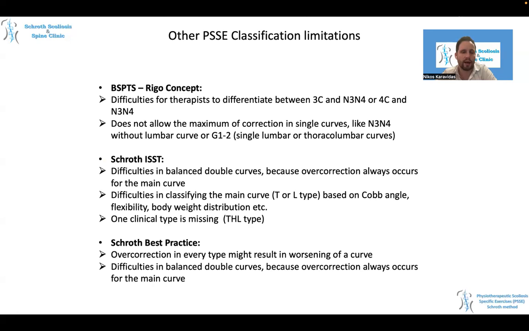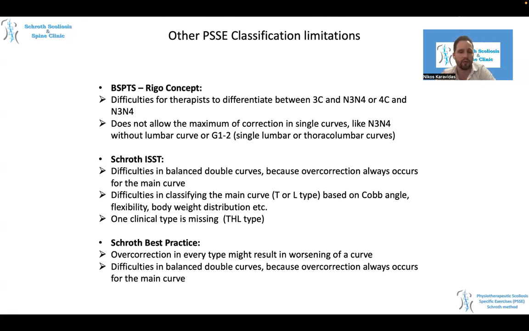International Schroth Scoliosis Treatment can have difficulties to classify balanced double curves, and also in terms of application, this could be a little bit tricky for the therapist, especially for beginners, because overcorrection always occurs for the main curve. So sometimes it could be difficult to define between T-type and L-type. T-type for this school is main thoracic, L-type is main lumbar, and the criteria that they use to classify are based on Cobb angle, flexibility, and body weight distribution. So sometimes in very balanced curves, this could be very tricky.